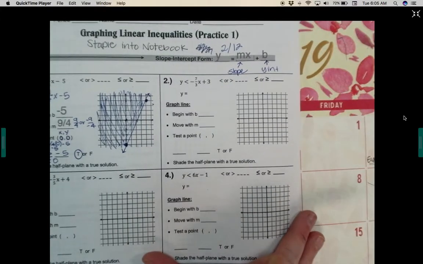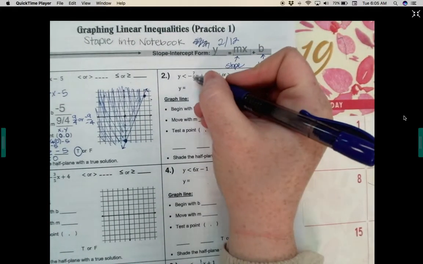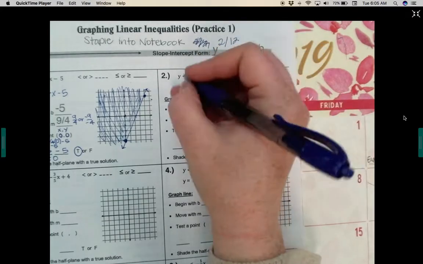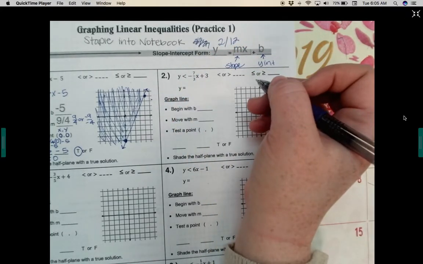All right, let's do number 2. We have y is less than negative 7/3 x plus 3. We're going to rewrite it as an equation.